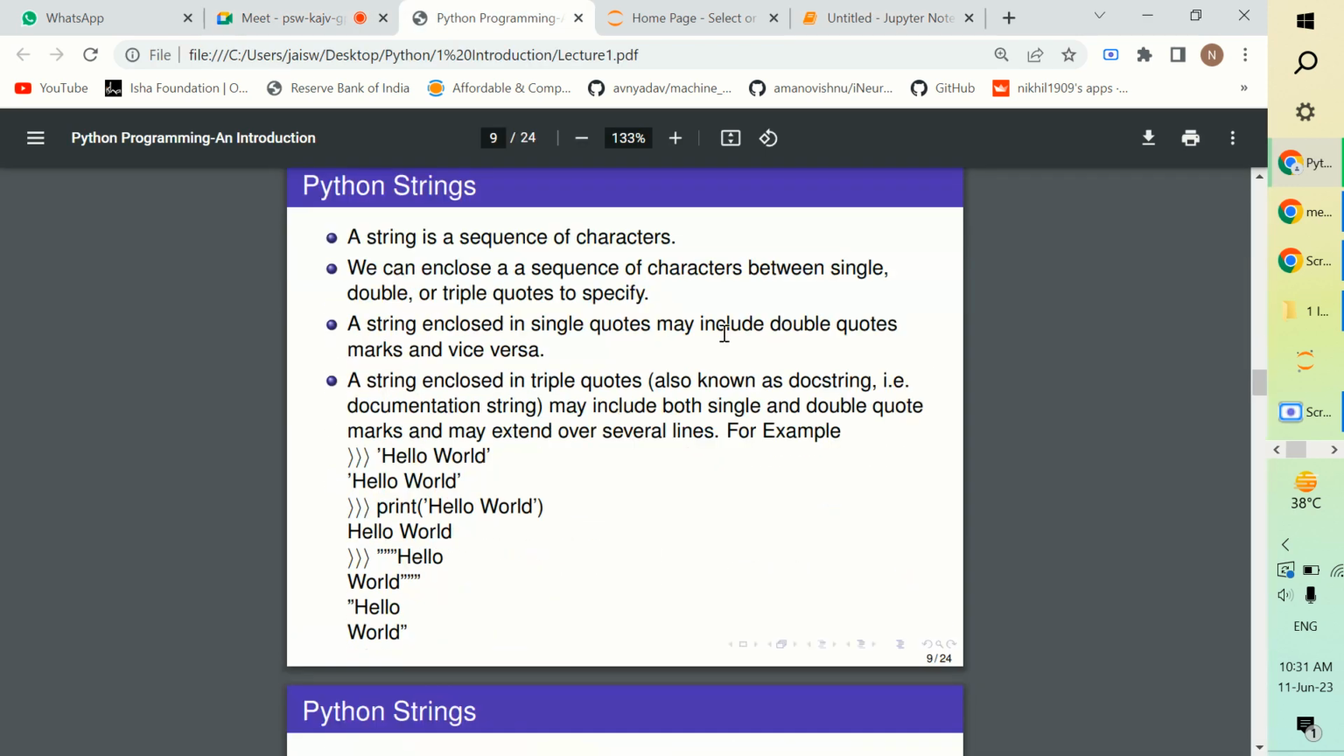Okay, now about the Python strings. So what are strings? Strings are nothing but a combination of characters. We have different characters like alphabetical characters A, B, C, D. So this sequence of characters is called a string in Python. So if I want to write hello world, this is a string. For a string I need to use quotation marks. Either I can use single quotation like this, or I can use double quotation, or also I can use triple quotations also.